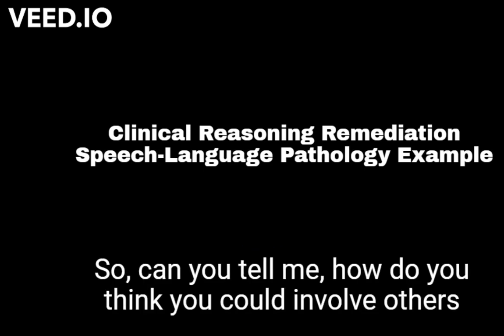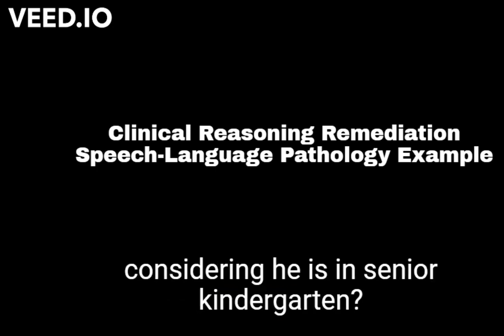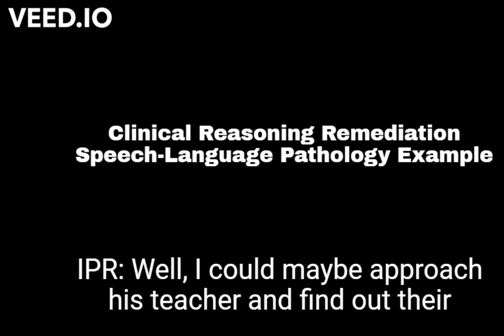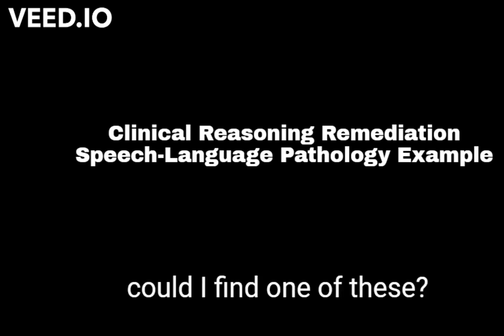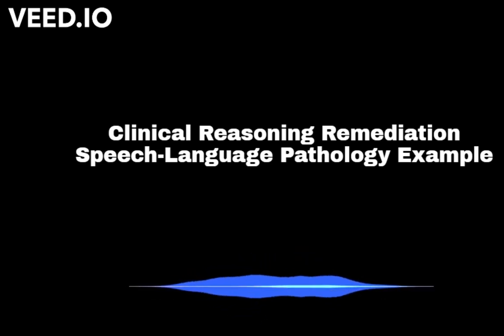So can you tell me, how do you think you could involve others in the intervention, considering he is in senior kindergarten? Well, I could maybe approach his teacher and find out their observations and explore if there's a rating scale or some kind of observation checklist that they could fill in. But where could I find one of these?